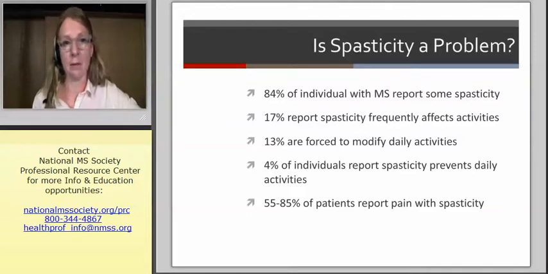The biggest complaint with MS and spasticity is the reports of pain. We will look as spasticity gets more severe, how to look at some case studies and see what's a problem as far as their spasticity goes and what's helpful with spasticity. Occasionally spasticity can help a patient be more functional.